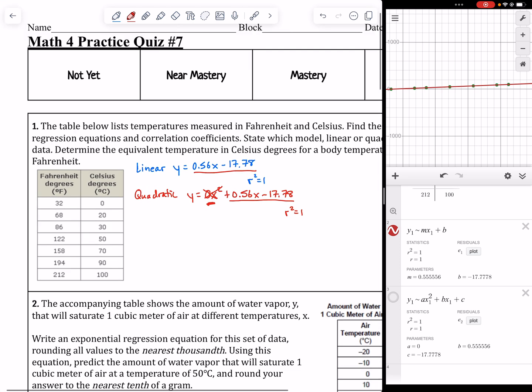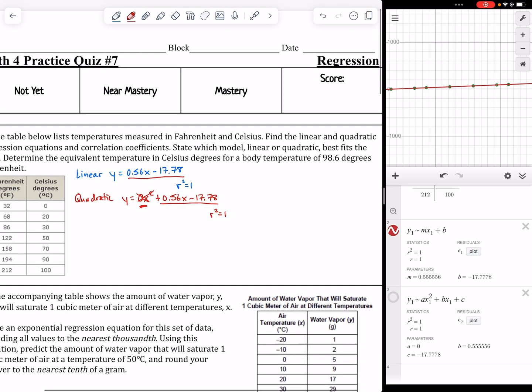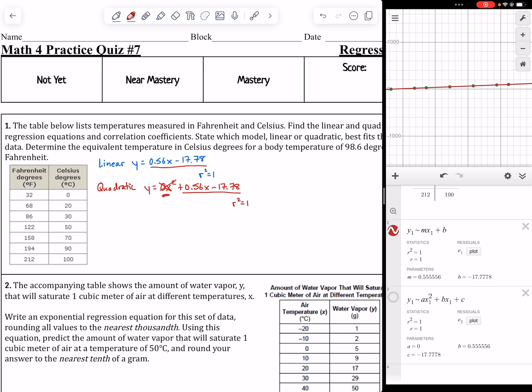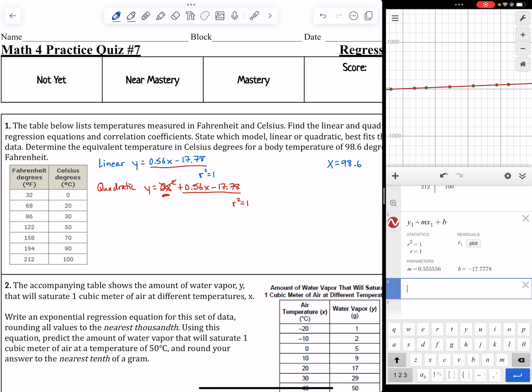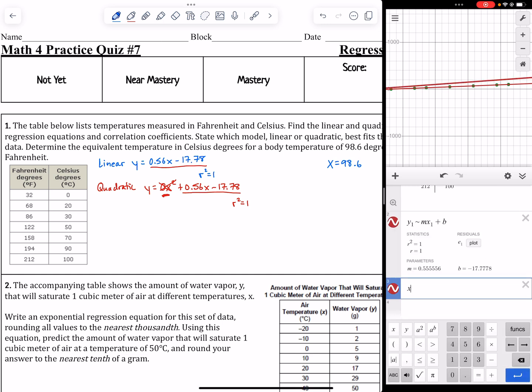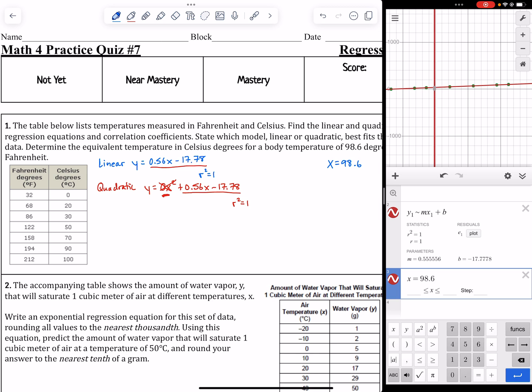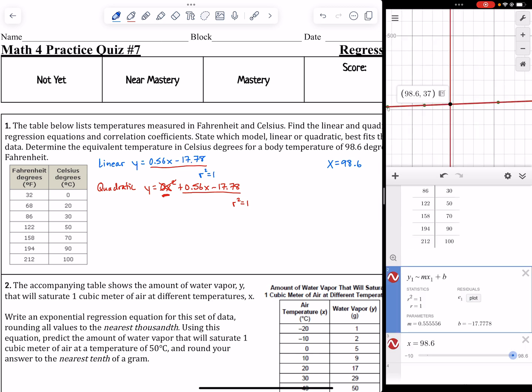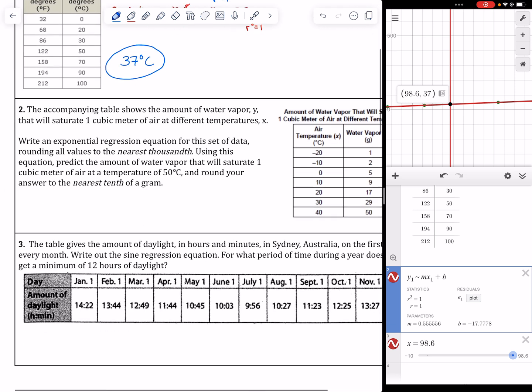So then the last thing we need to do is figure out the equivalent temperature in Celsius. So that's asking us to find the y value when x equals 98.6 degrees. So what we can do, I'm just going to take out the quadratic equation now. So I'm going to type x equals 98.6 and then just find where that crosses my line, which was 37. So it's 37 degrees Celsius goes with the 98.6 degrees Fahrenheit. So that's it for number 1. Let's look at number 2.